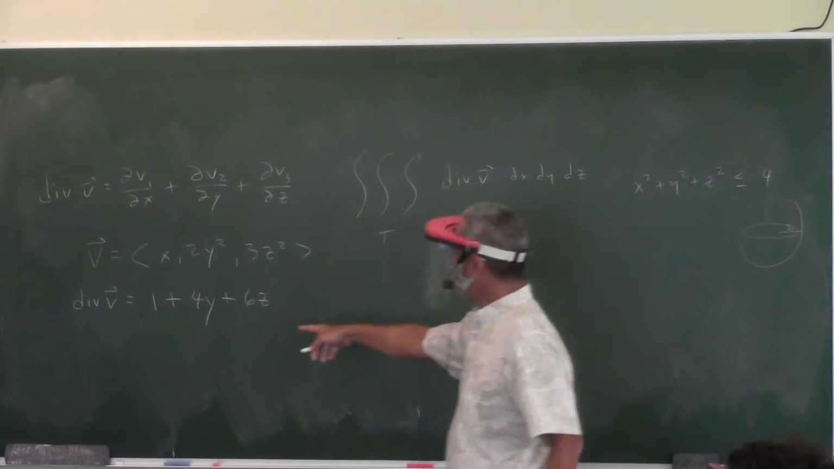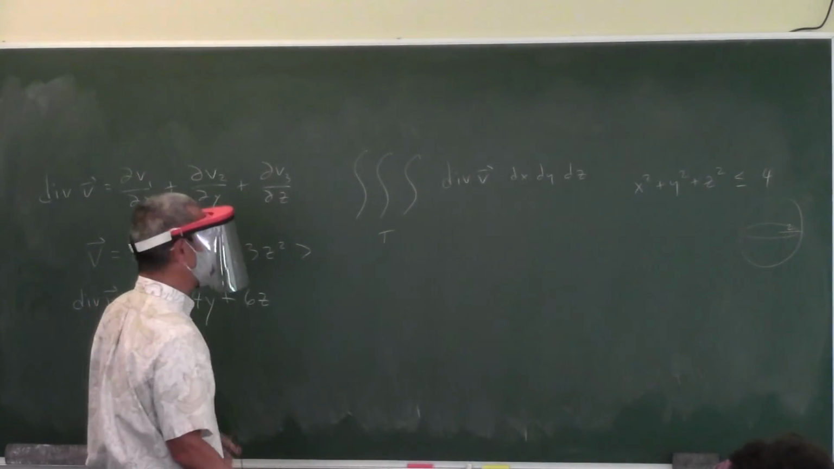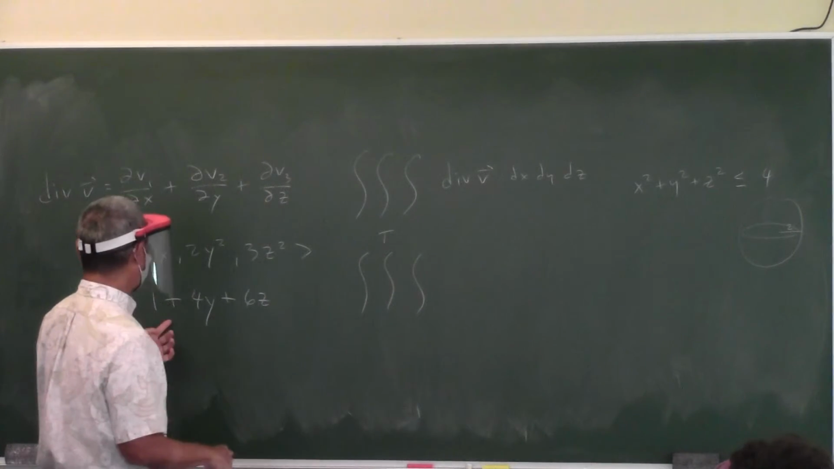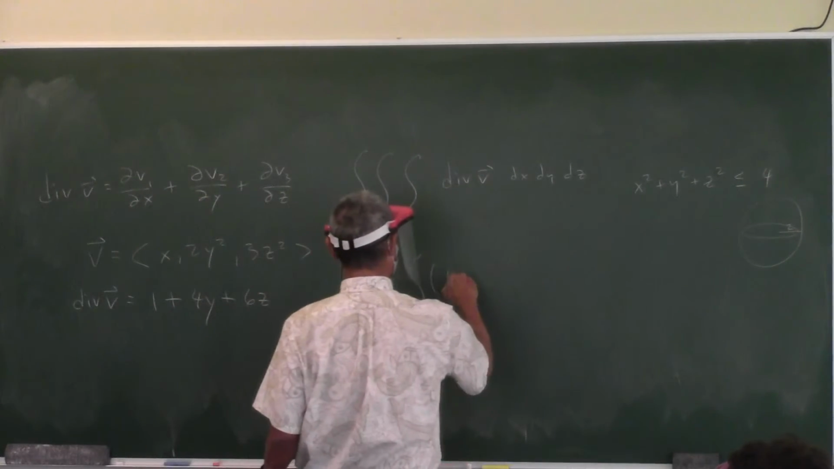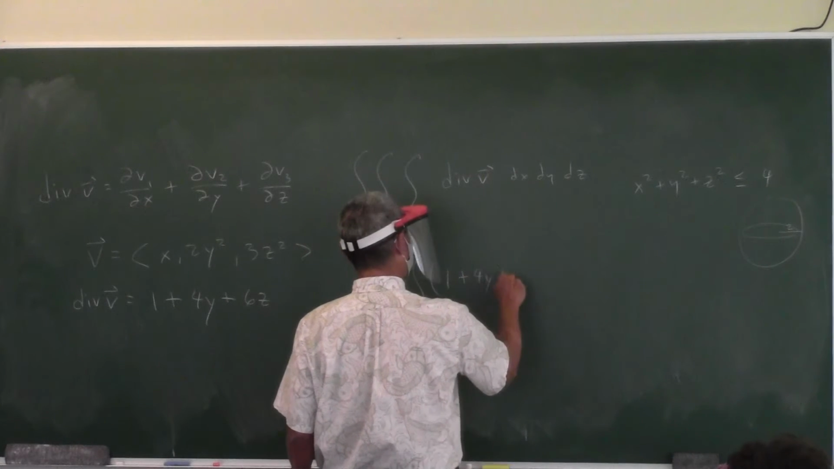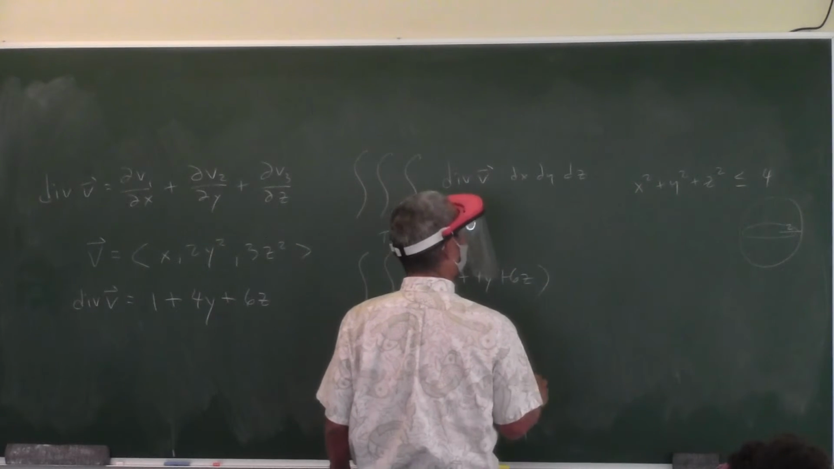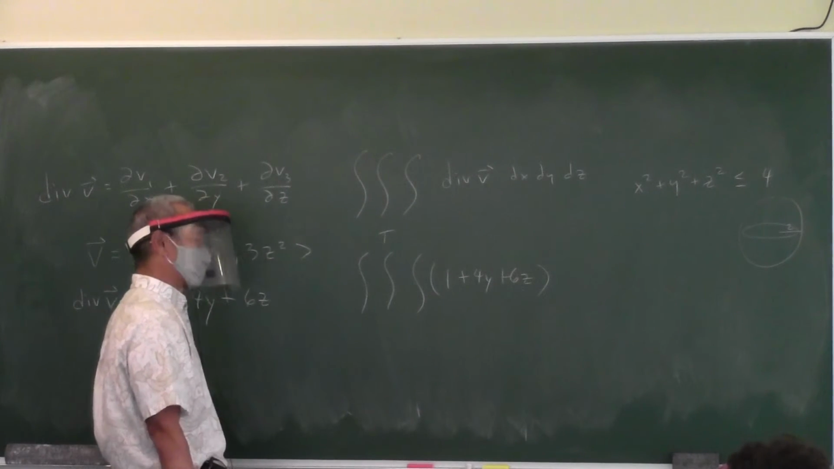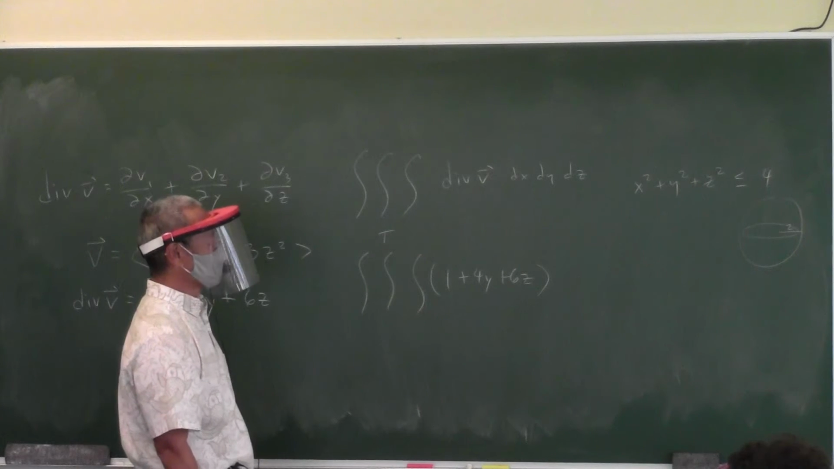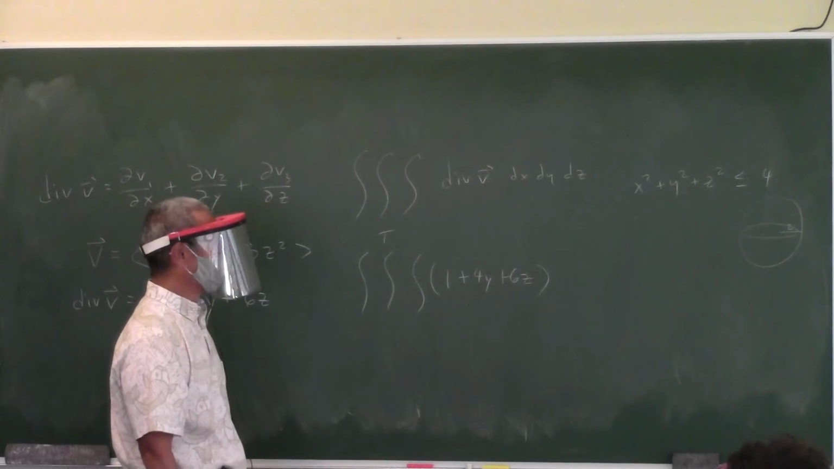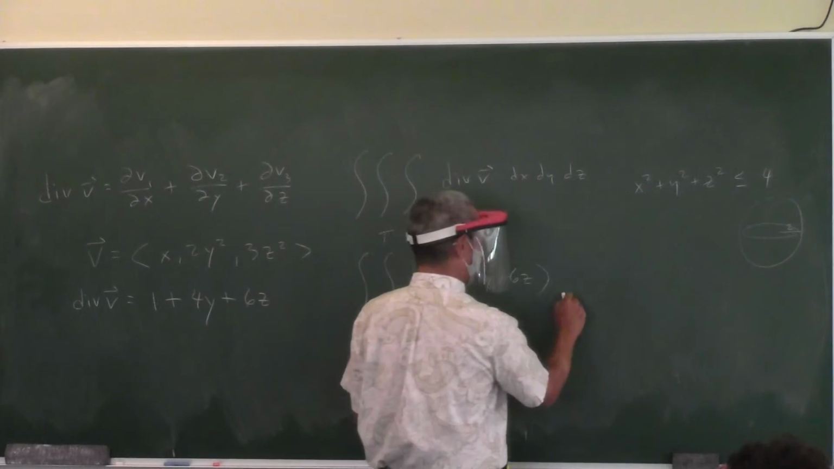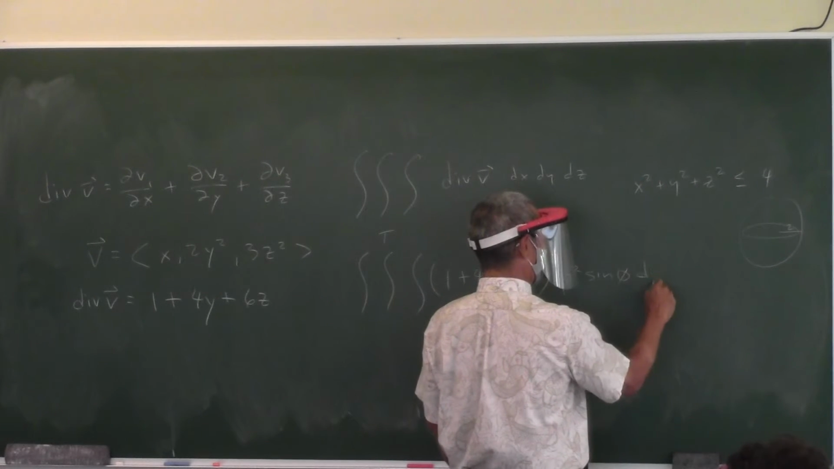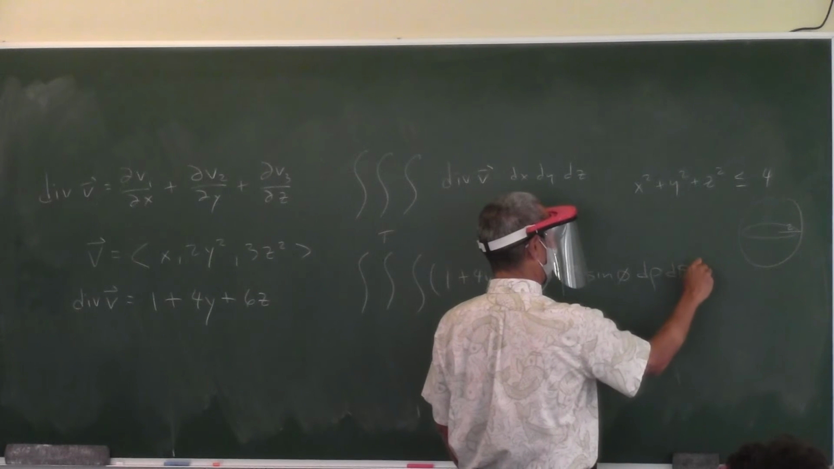Okay, so we already computed the divergence. At least let's set up this integral. So triple integral. Now we already computed the divergence of this. Let's just use that one, plus 4y plus 6z. And then, which kind of coordinates should I use? Should I use rectangular, cylindrical, or spherical? Spherical. Okay, there you go. So do you guys remember? Rho squared sine phi d rho d theta d phi.